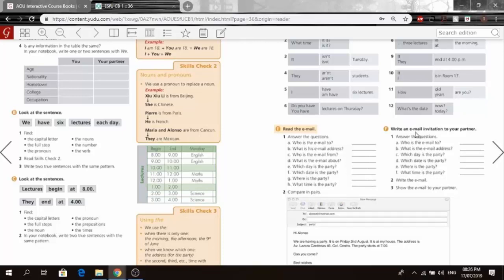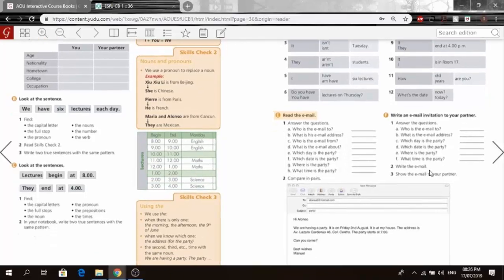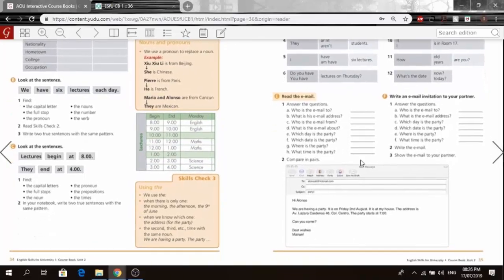Write an email invitation to your partner. So answer these questions now. Who is the email to? Again, it's basically the exact same, okay? So write the email and show the email to your partner and compare in pairs.